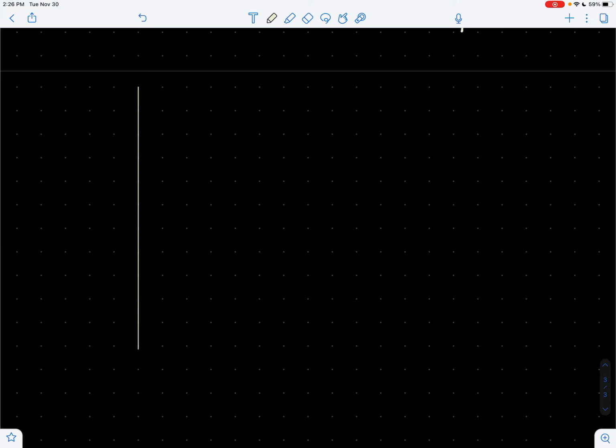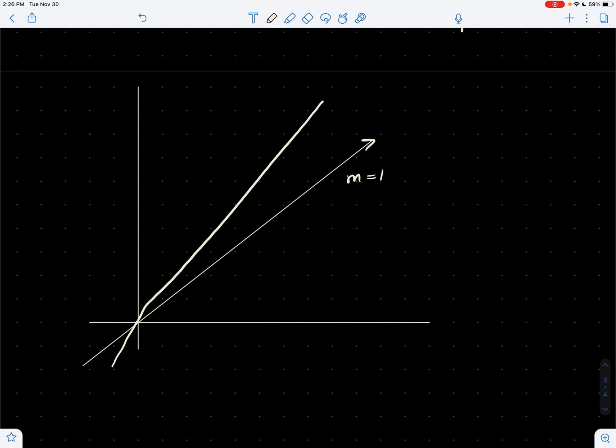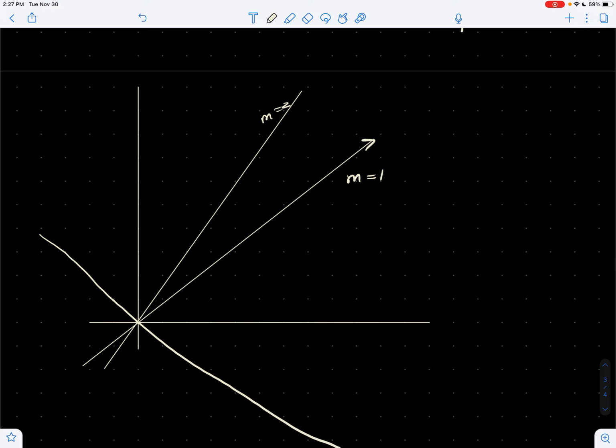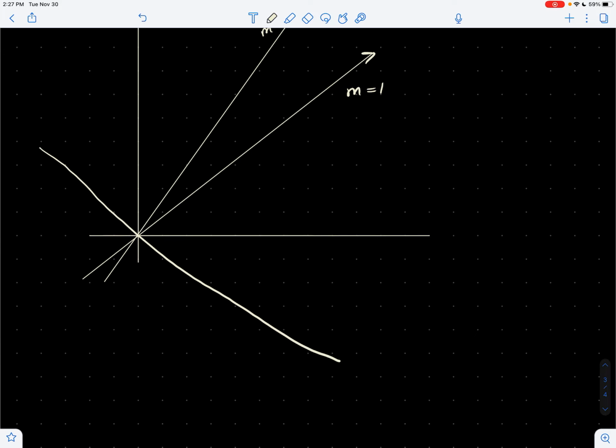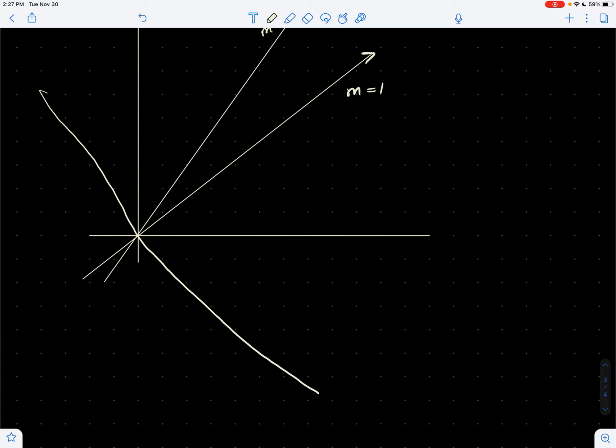I mentioned before that the slope of a line tells you how steep it is. So we already saw here's an equation with slope 1. This is m equals 1. I'm just going to draw these roughly. Let me drag this where I want it. This might be m equals 2, and this might be m equals, well, if it'll straighten out for me there, let's try that again. This might be m equals negative 3, and so on and so forth.